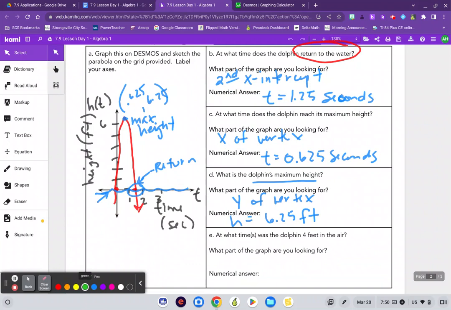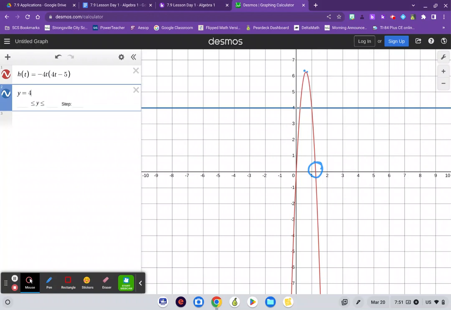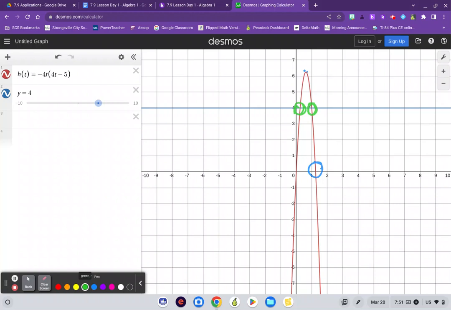Okay, 4 feet in the air would be right here. And it looks like the dolphin's going to cross through 4 feet twice, here and here. And that's because the dolphin is going to go from a height of 0 all the way up to a height of 6.25. So they're going to pass through 4 feet, and then gravity is going to pull them back down. And so I want to find that using Desmos, and I'm going to do that by typing in y equals 4. If I type in y equals 4, I get that horizontal line at 4, and then I'm able to see that I cross twice. I'm going to cross right here 4 feet, and I'm going to cross right here 4 feet.